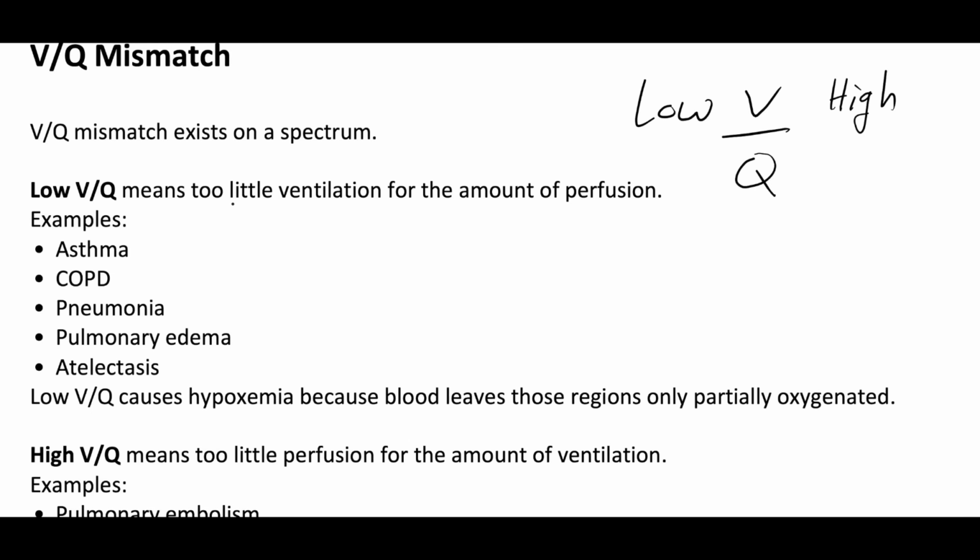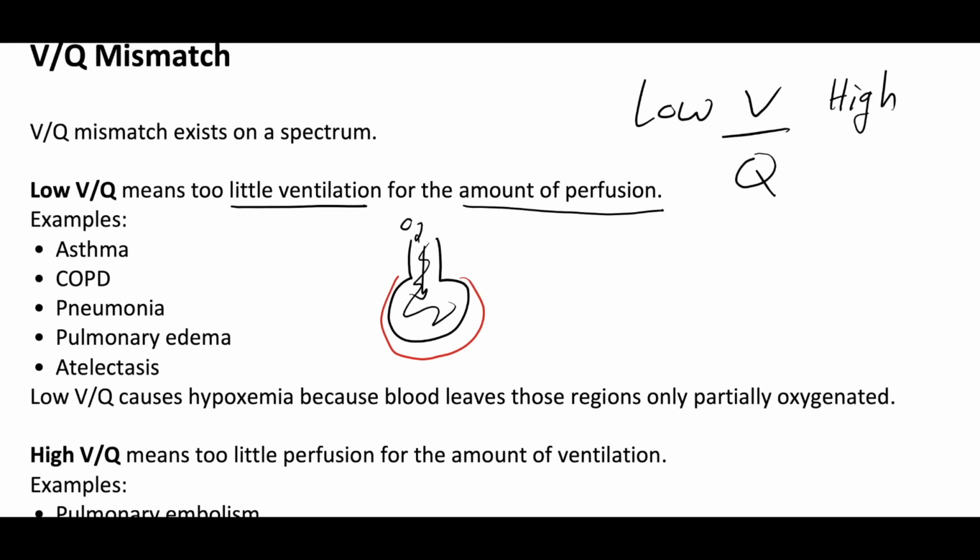So low VQ means too little ventilation for the amount of perfusion. Examples: asthma, COPD, pulmonary edema, pneumonia, atelectasis. You essentially have an alveolar unit that is not getting quite enough oxygen in, but it's getting plenty of perfusion.